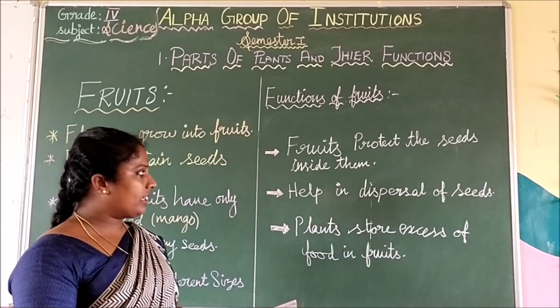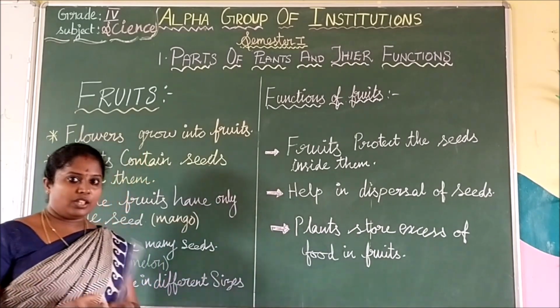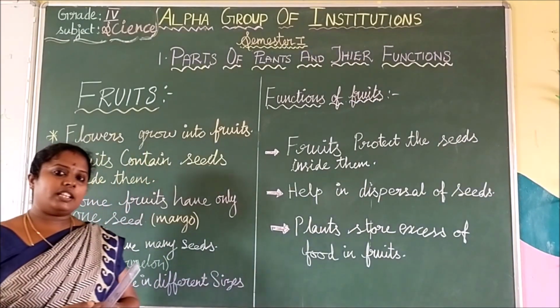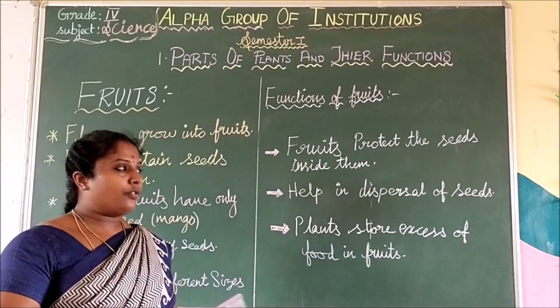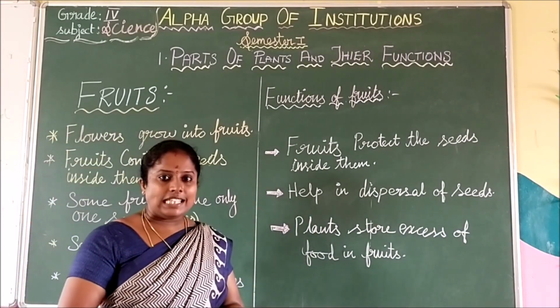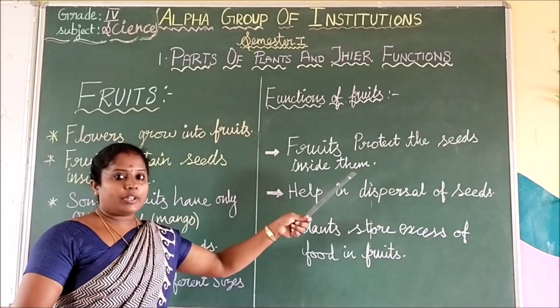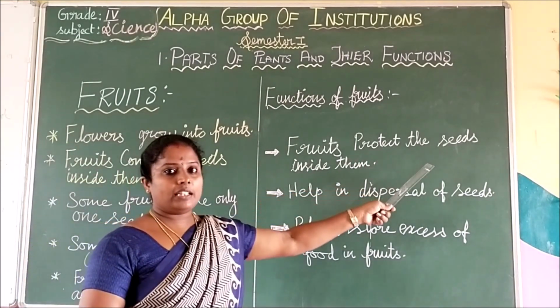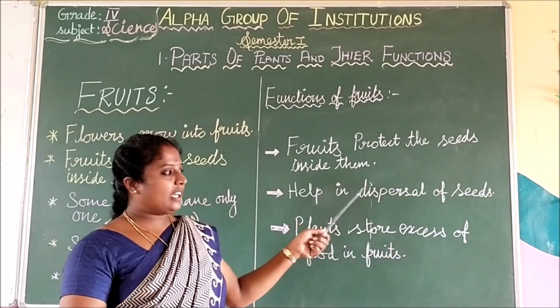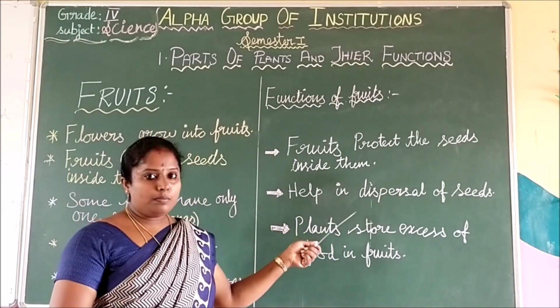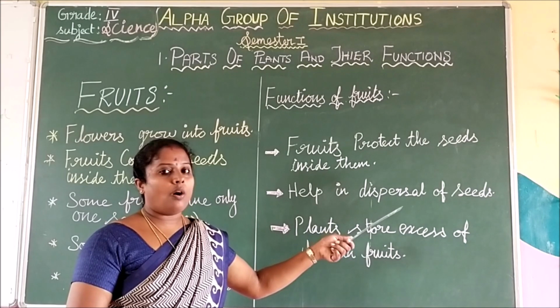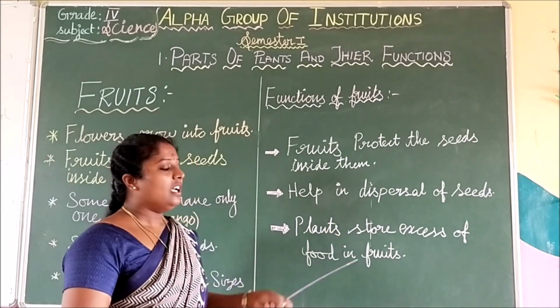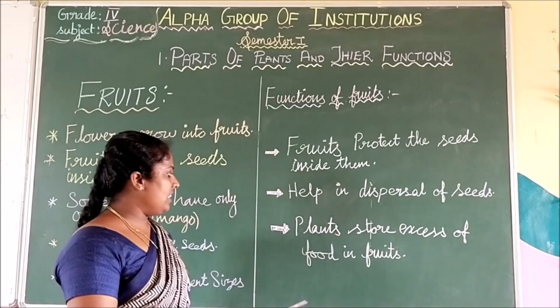So fruits protect the seeds inside them. The fruit is only protecting the seeds. Fruits protect the seeds inside them. Next, it helps in dispersal of seeds. It helps in dispersal of seeds.